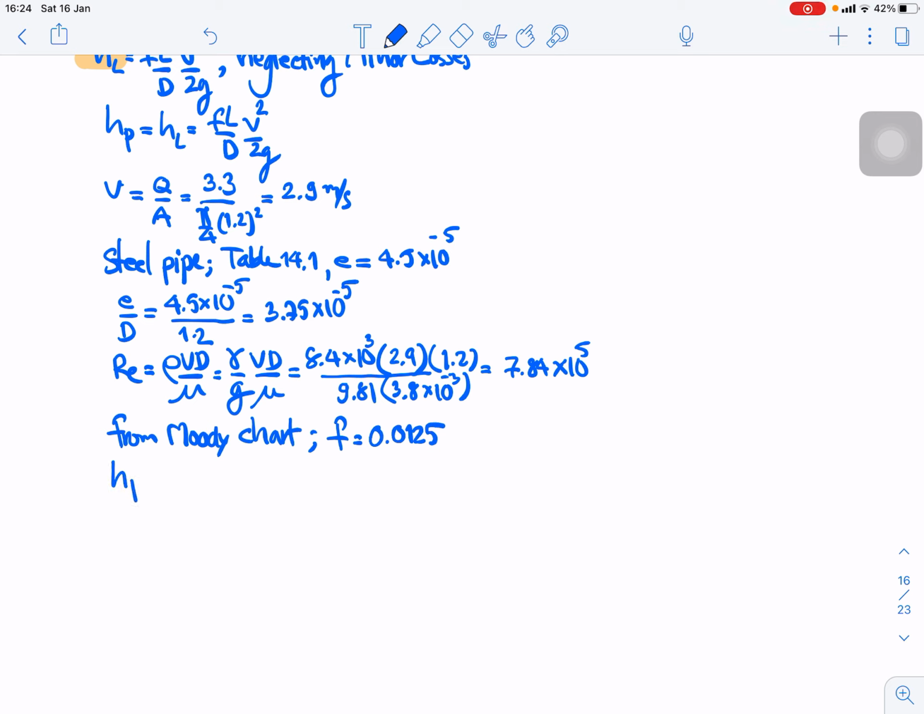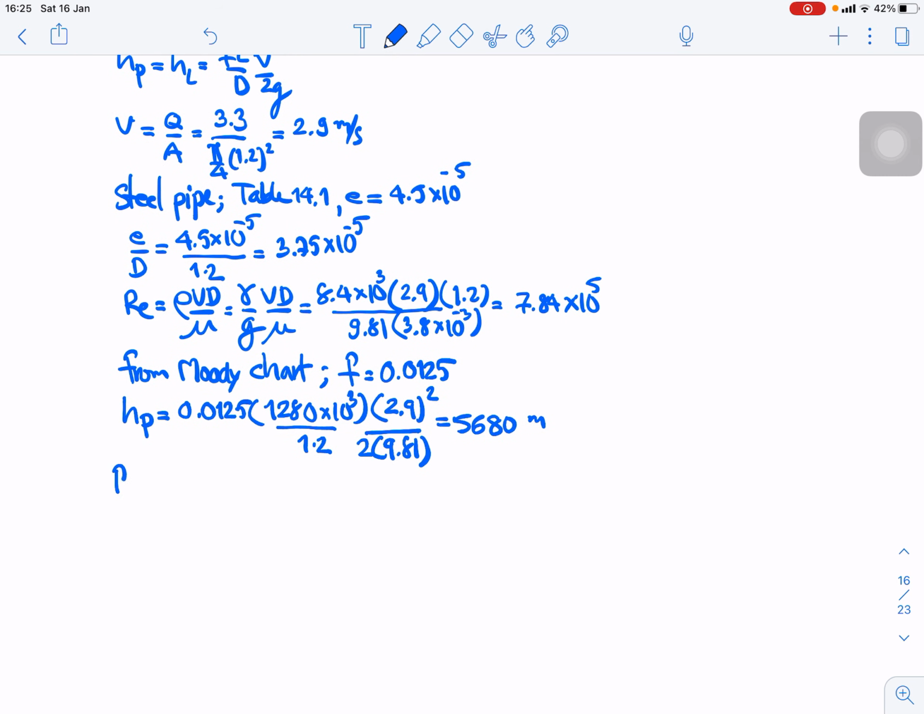So we can estimate the pump head. Substitute our numbers in here. f is 0.0125, L is 1,280 kilometers, divided by diameter, and velocity squared divided by 2g. The pump head is about 6,600.